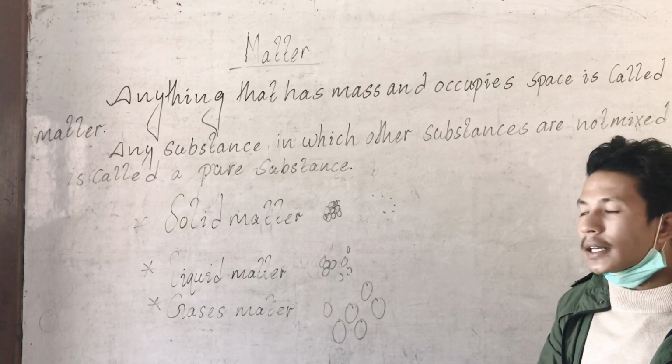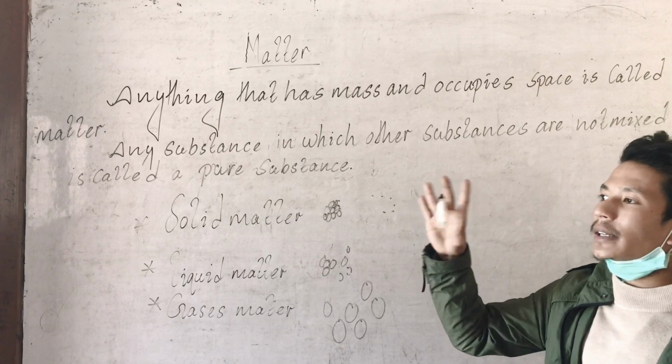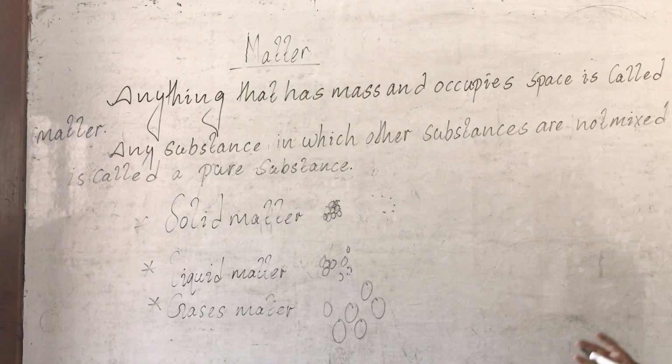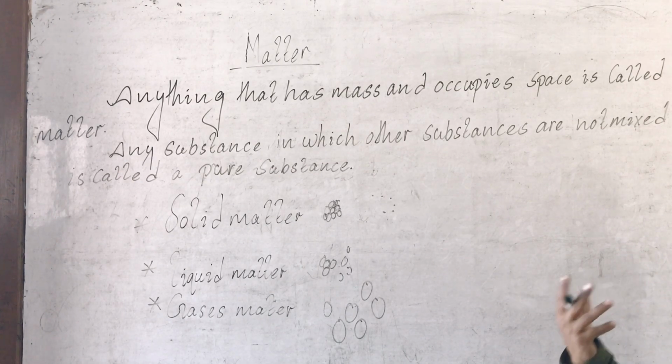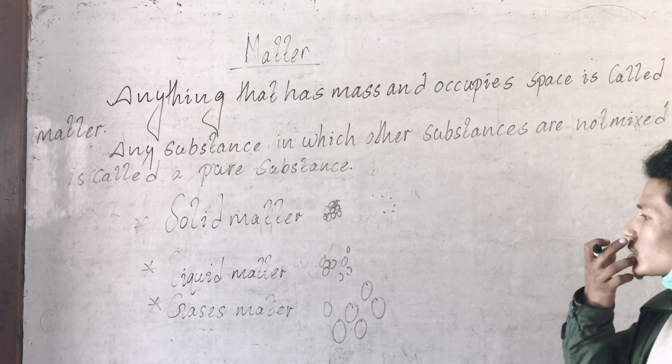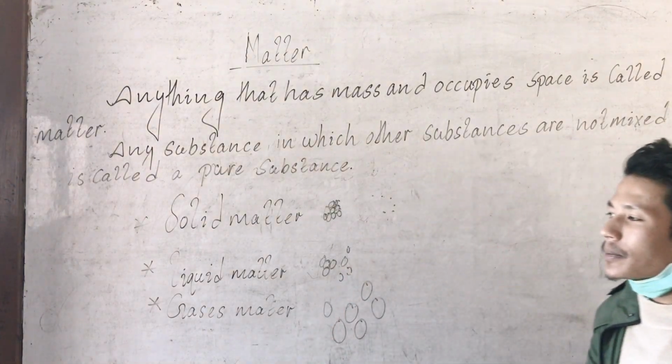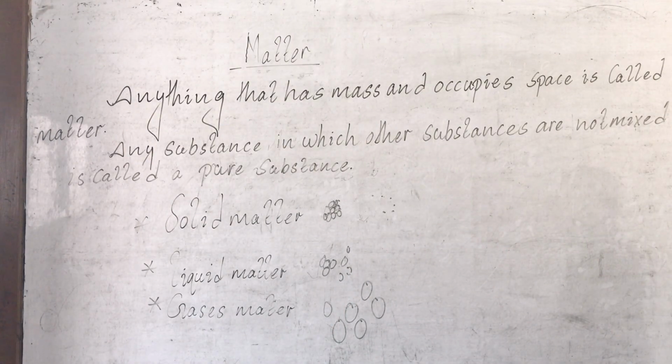Anything is made up of tiny, tiny particles, right? Even human beings are made up of tiny cells. We are made up of lots of cells, that's why we are multicellular. Same thing, solid matter also has small, small particles, and that small particle is known as molecules. And the molecules of all the solids are tightly packed.